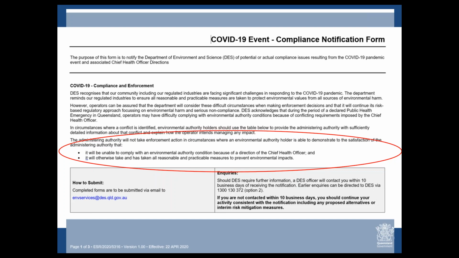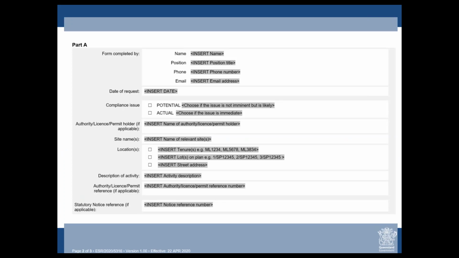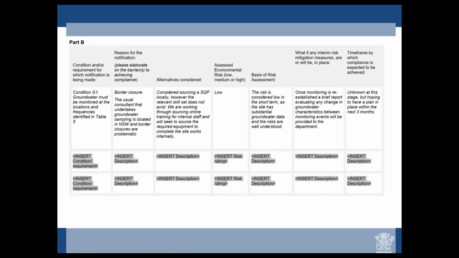So the next page is pretty straightforward, just the relevant data that we would need to locate where you are and make a record of that. And the last page is probably the important one. This is the one where we want you to identify the condition number, the reason that you're unable to comply, what alternatives are considered, and what the risk to the environment is.